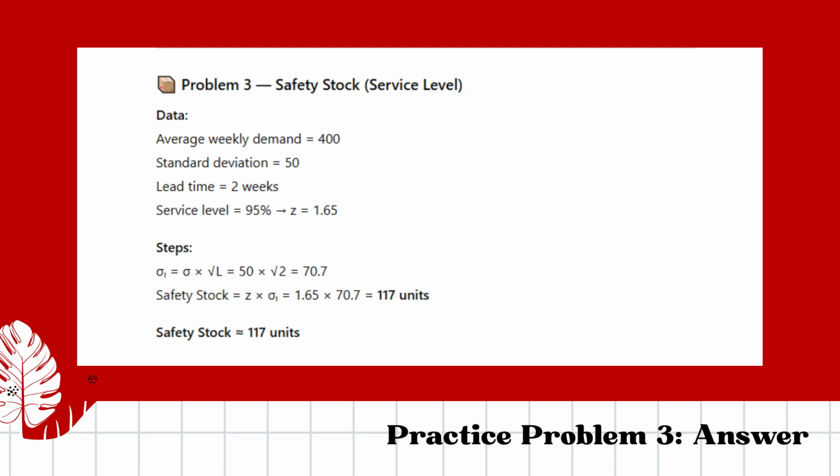Explanation. Problem 3. Safety stock protects us against demand variability during lead time. First, we measure the variation in demand over the lead time period. Because lead time is 2 weeks, we multiply the weekly variation by the square root of 2 to find the combined variation. Next, we multiply that by the service level factor, which is 1.65 for 95% confidence. That gives us about 117 units of safety stock. So, by keeping around 120 extra units on hand, the company can meet 95% of customer demand without running out.